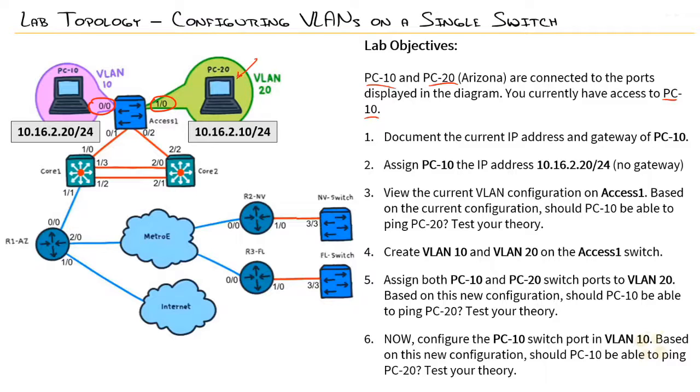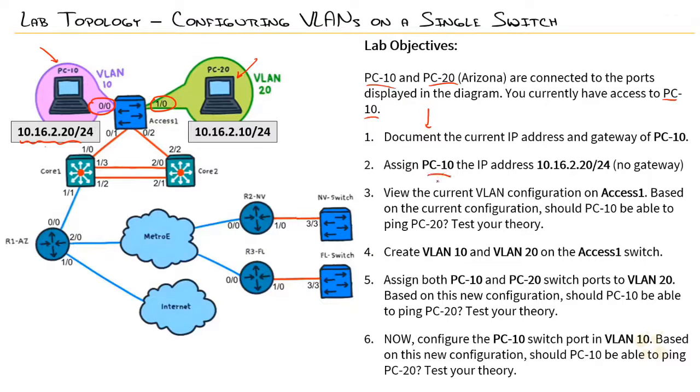This PC, it's the CEO's. He's like, don't touch my computer. Because he's also Southern. And he says, okay, document the IP address and gateway of PC10. So right now, the IP address of PC10 is not this right here. It's something else. We need to document that.